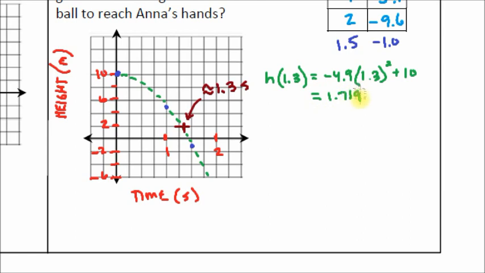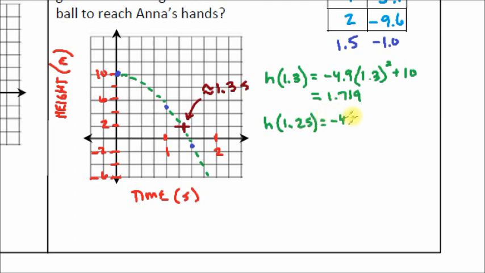1.719. That's a little bit low. We've actually gone a little bit too far. At 1.3 seconds, the ball has actually fallen farther. It's less than 2 meters above the ground, so we're a little bit too far. So if you want to get more accurate, let's try this. Let's try h of 1.25. Let's see how close we get there.